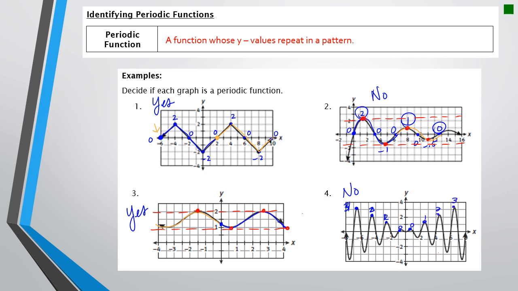So even though this one is symmetric, it's not periodic because I can't take this left portion of the graph right here and slide it over and get the next thing. It doesn't link up with itself. So that one would not be periodic.